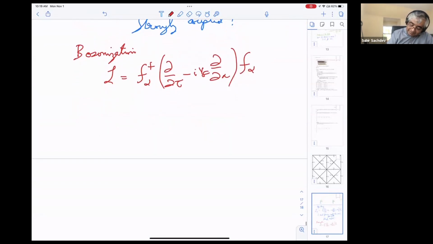Okay, so this theory is exactly equivalent with free fermions. Now you may know that in 1D, free fermions are the same as free bosons. So this is a theory equivalent to a theory of two free bosons with the following Lagrangian.